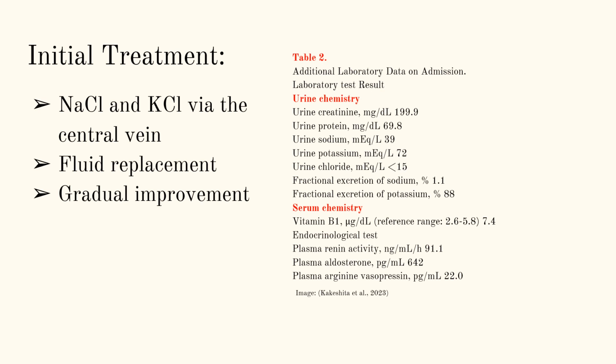Here's his chloride level, his potassium level, his sodium level, excretion level of sodium, excretion level of potassium. So the patient was supplied with sodium. Initial treatment, let's talk about it. We're going to give him sodium chloride and potassium chloride via IV, fluid replacement, and he was showing gradual improvement. The patient was supplied sodium chloride and potassium chloride via the central vein. Potassium chloride at 120 milliequivalents per day, and sodium chloride at 350 milliequivalents per day, with a fluid replacement of 2,500 milliliters per day.